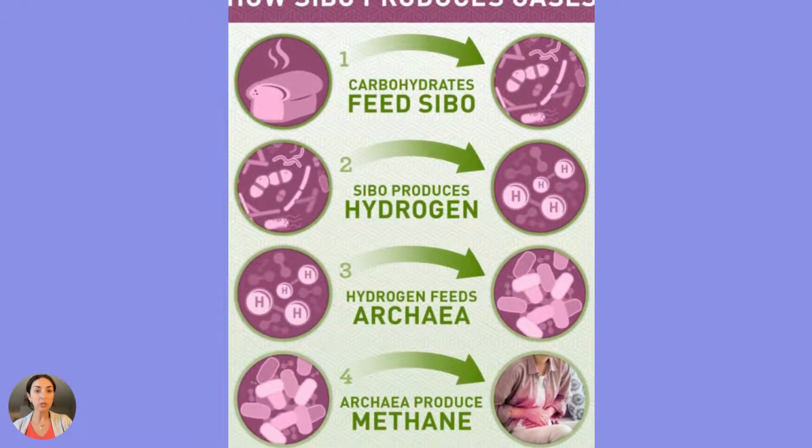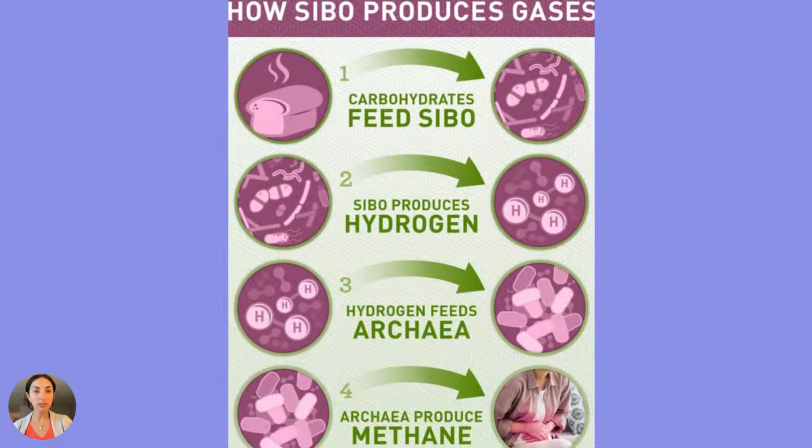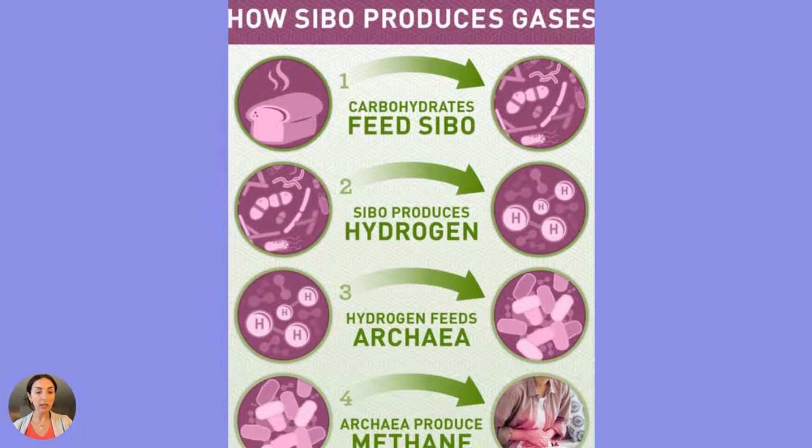And here's just a little depiction of how SIBO actually produces gas. So carbohydrates that we eat, many times from FODMAPs, feed our bacterial overgrowth called SIBO. The SIBO then produces hydrogen, and that hydrogen actually feeds our archaea, and then archaea produce methane. So this is more like the indirect version of the methane dominant progression, but as we can see, a hydrogen overgrowth will feed more methane, and then we get more bloating, constipation, and altered stools as well.